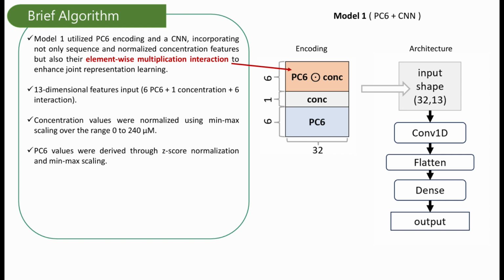The first AI model utilized PC6 encoding and a CNN, incorporating not only sequence and normalized concentration features but also their element-wise multiplication interaction to enhance joint representation learning. Concentration values were normalized using min-max scaling over the range 0 to 240 micromolar. PC6 values were derived through z-score normalization and min-max scaling. Finally, the array has 13-dimensional features as input, as shown in the right figure.